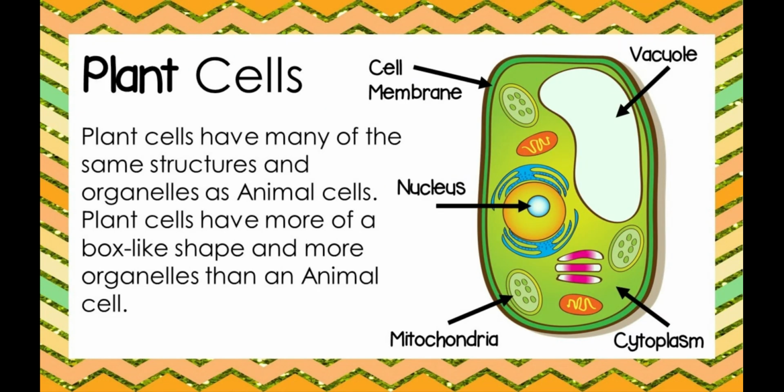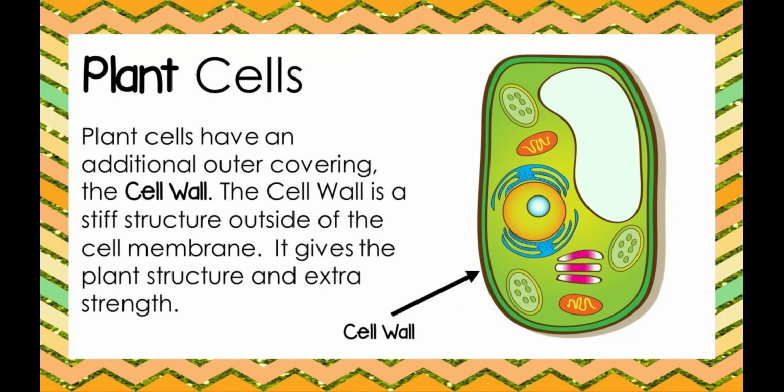So plant cells. Plant cells have many of the same things. However, plant cells are more box-like or rectangular, and that is because they have something called a cell wall. A cell wall is the outer covering, and it's stiff, so it makes it retain that rectangular shape. It also gives it structure and has that extra strength.